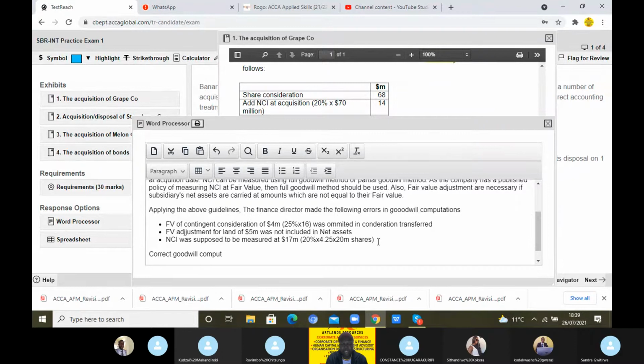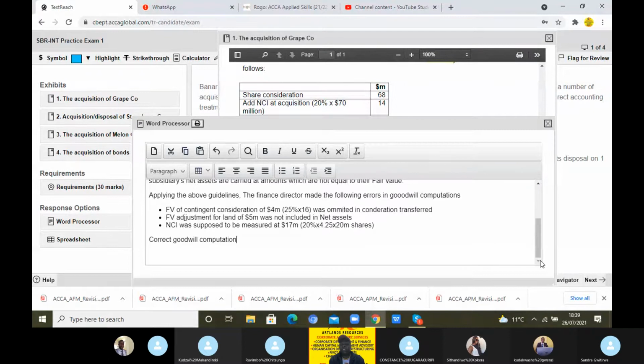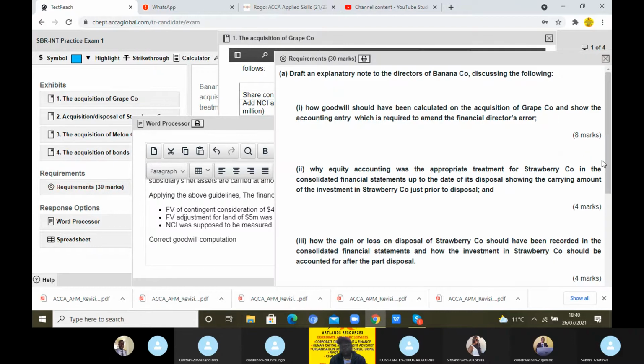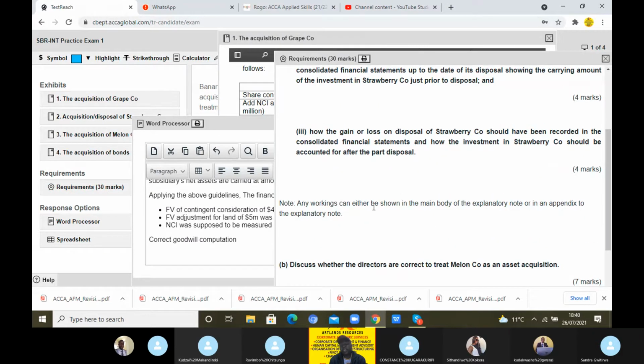Now you may say, now that you are calculating goodwill, why can't you go to the spreadsheet? You can still go there, but remember the figures are not figures which can give you confusion. Remember, you're not writing a report to the board where you can't put workings in a report. You are just writing an explanatory note to the board. This is not a report. You can put your workings there. Even in the question itself, they have said any workings can either be shown in the main body of the explanatory note or in the appendix to the explanatory note. So you can put workings on the spreadsheet or in the explanatory note.